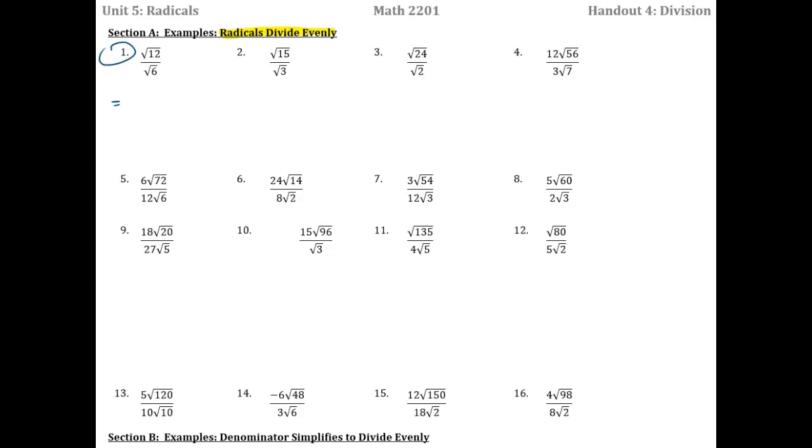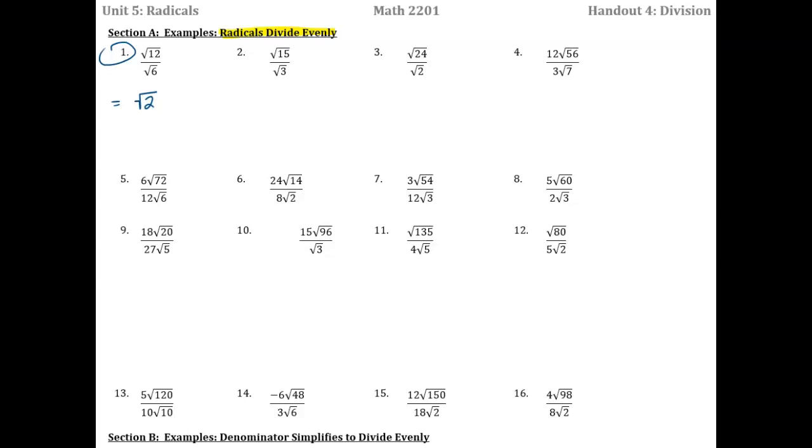So you have root 12 divided by root 6. When you're dividing radicals, you can divide both the radicands, the numbers underneath the radical sign, and see if they can divide into each other. So 12 divided by 6. Well, 6 goes into 12 2 times. That's it, as far as you can take it.